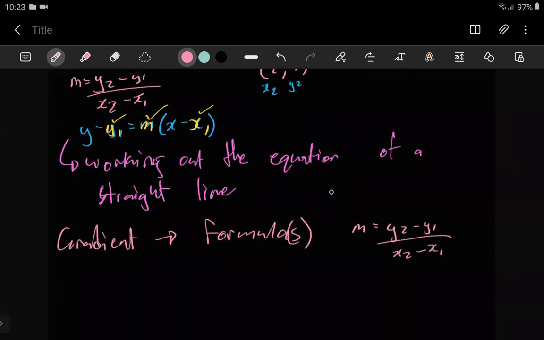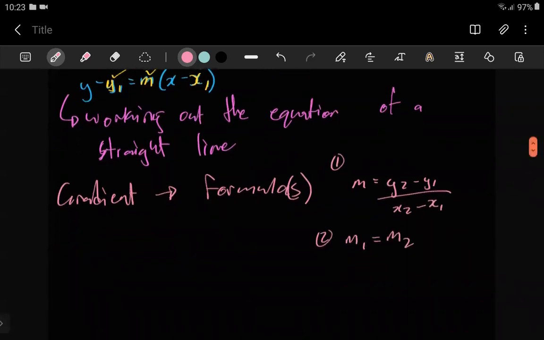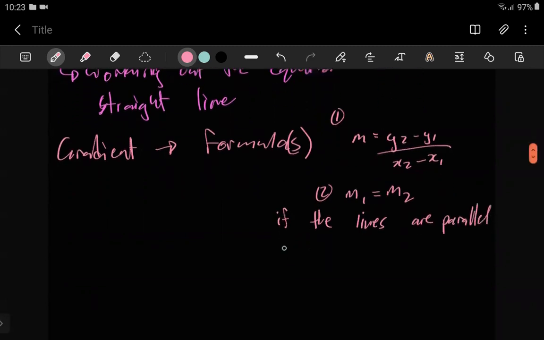Another one is just knowing that the gradient of one line is equal to the gradient of another line if they're parallel. Thirdly, you want to remember that the gradient of one line multiplied by the gradient of a second line will be equal to -1 if they are perpendicular.